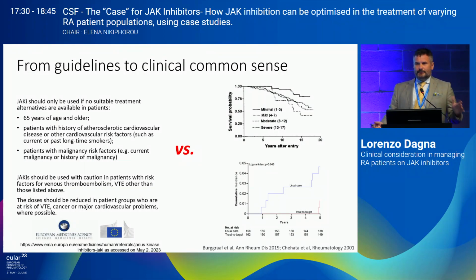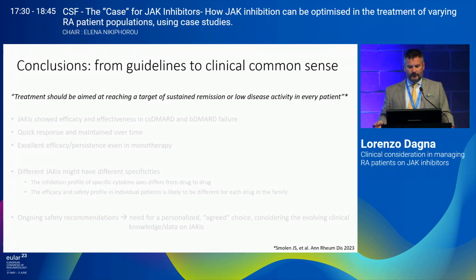So to try to conclude my discussion, I think that we are somehow thinking of the recommendation versus the data that show us that a very good control will be giving better chance to the patient. But probably the problem here is not an antagonism. We need to put the two things together. This is the work that the physician since the time of Hippocrates does. Evaluate risk, evaluate benefit, and make a good decision. So definitely we should be thinking that treatment should be aimed at reaching a target of sustained remission or low disease activity in every patient. This is the overarching principle that we have to keep in our mind.